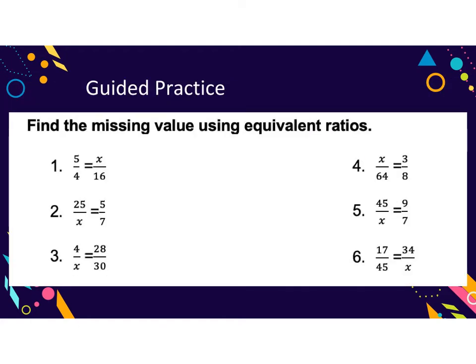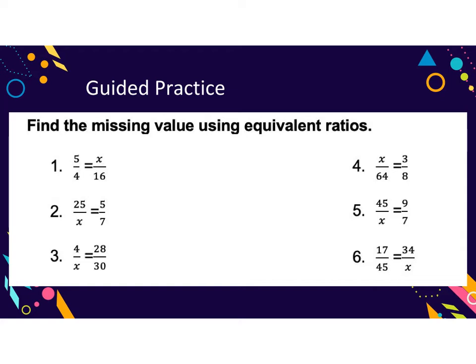Now let's solve some guided practice problems together. For each of our questions, we need to find the missing value using equivalent ratios. Just like we saw in the chart and in our examples on the previous slide, we will be looking to multiply or divide both the top and bottom of our ratio by the same number to find our missing value.